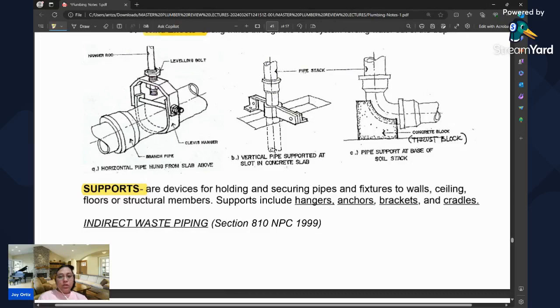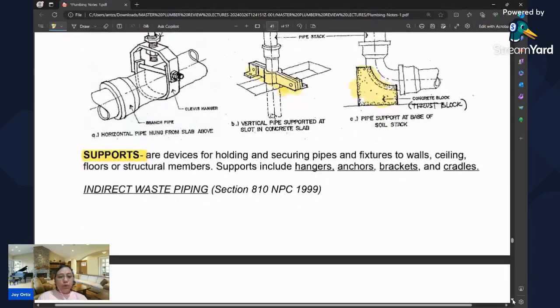Okay? So here naman po, sa B is a vertical pipe supported at slot in concrete slab. So this is the concrete, no? Tapos, ito na yung kanyang support. Ito yon. Ito din, pipe stock siya. Tapos ito din yung concrete. So, pipe support at base soil stack.